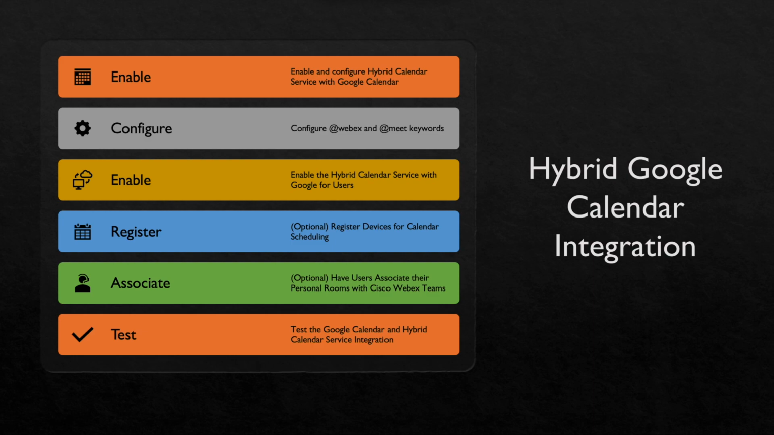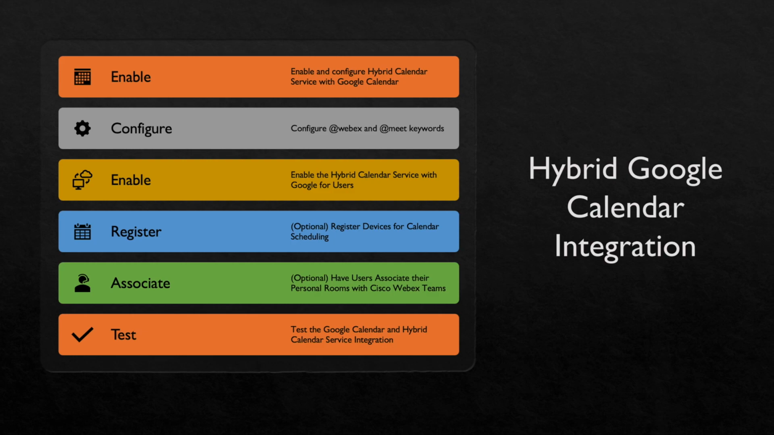To deploy hybrid calendar service with your Google Calendar environment, you just need to perform these tasks. We're not going to go into detail about these. This is just a high-level overview. Register your Google Calendar environment to the Webex cloud. Test the connection and set the default Webex site.